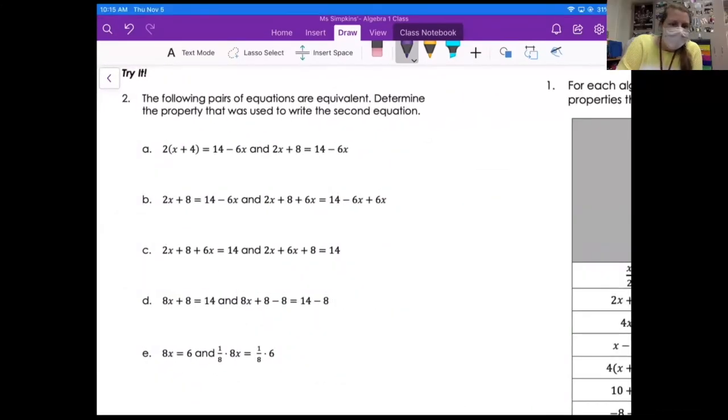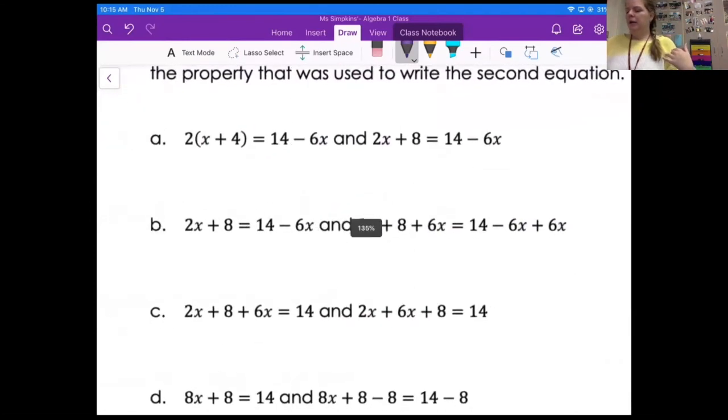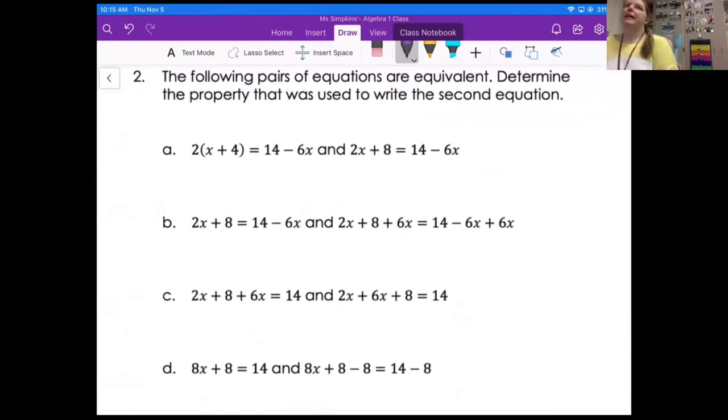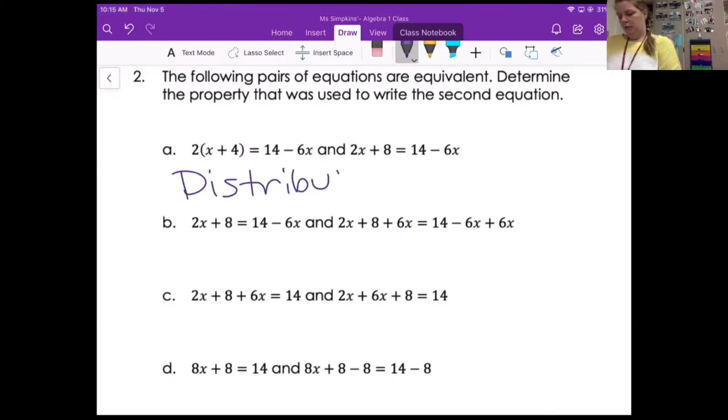Okay, so again, you want to make sure that you're looking at what happened to go from the first equation to the second one. So on letter A, we had a really big debate in my third period yesterday because some people said multiplication property of equality. It is distributive property.